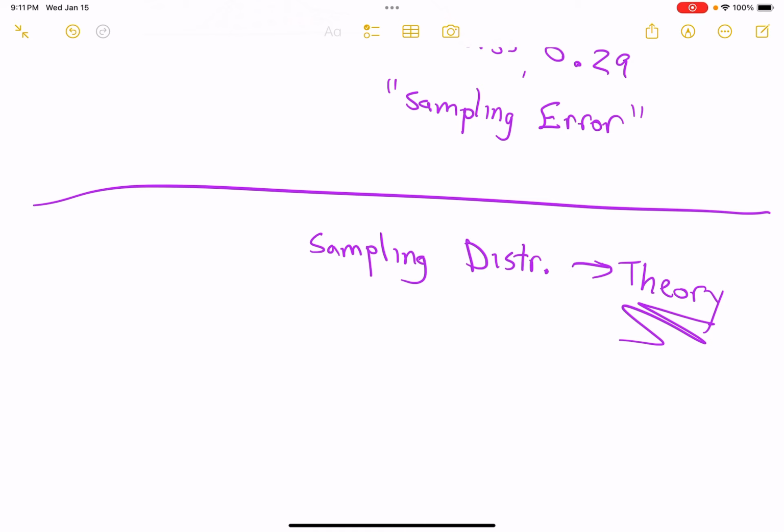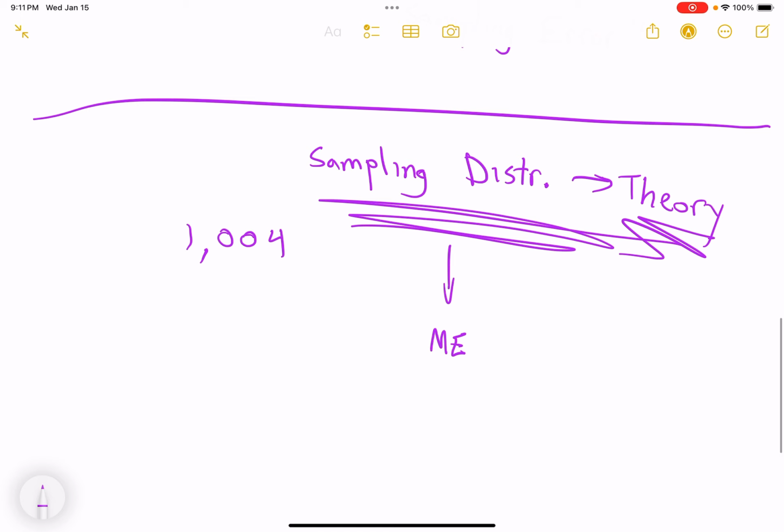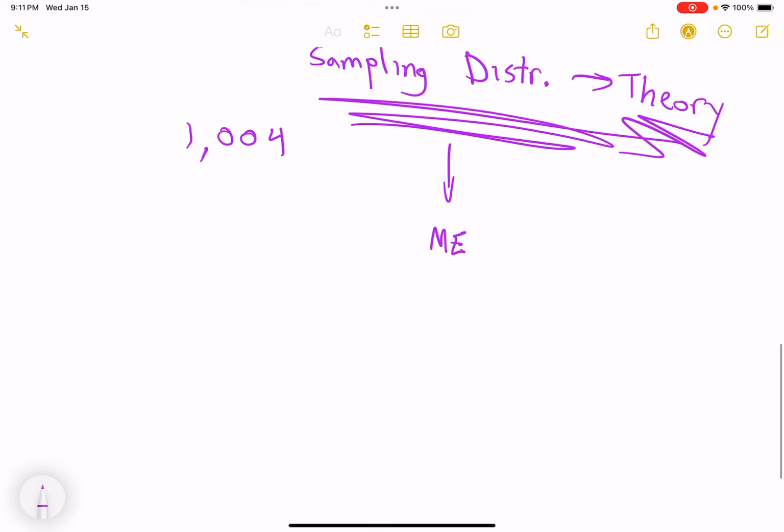Because the reality is I'm not going to rerun samples of size 1004 over and over and over again. That would be so much work. And a good sample of 1004 people is a solid metric to work with, as we'll soon see, to gain a sense of confidence in our data. Please excuse my nose. In reality, what the idea of a sampling distribution does is it helps us craft this margin of error.